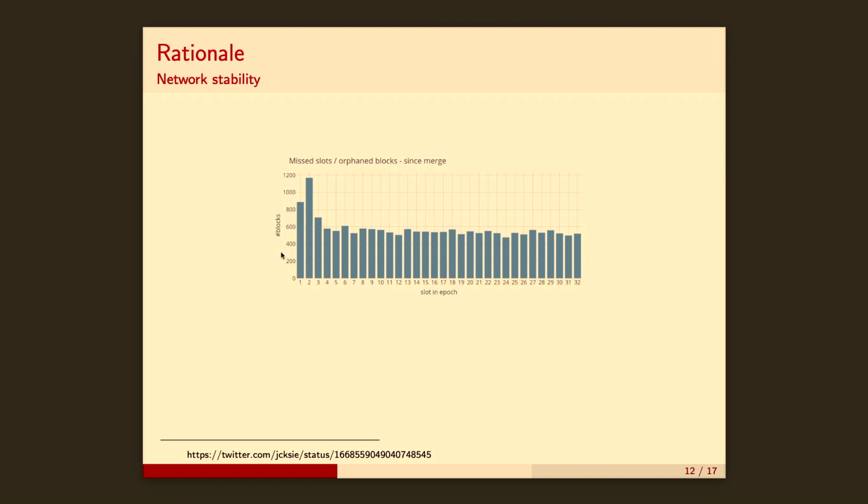Yeah, so why is a large validator set even a problem? This is kind of an obvious question to ask, and I think there are a couple of reasons. One of them I want to talk about is network stability. This figure from Tony shows the missed slots since the merge and which slot in the epoch was actually missed.